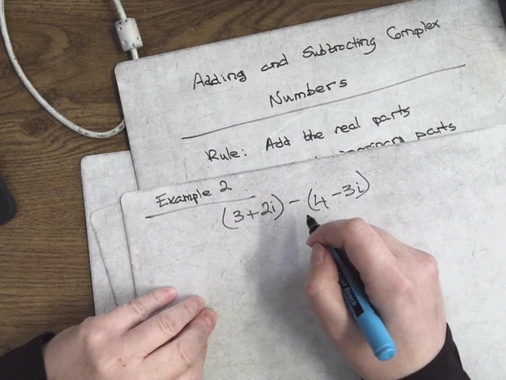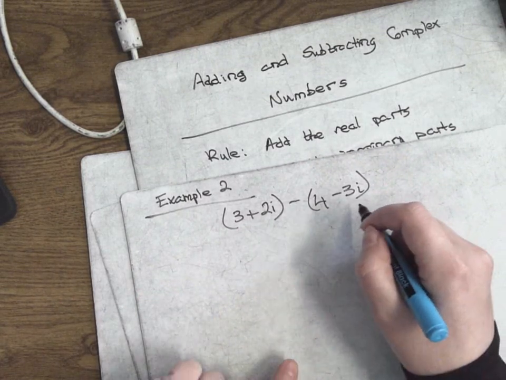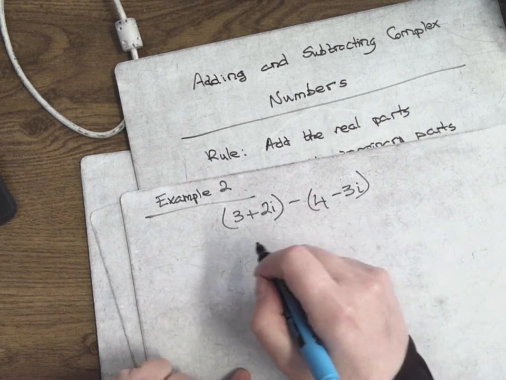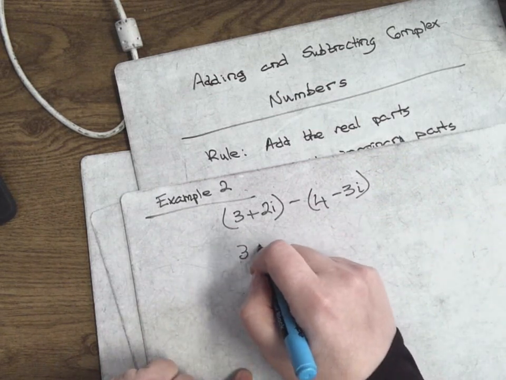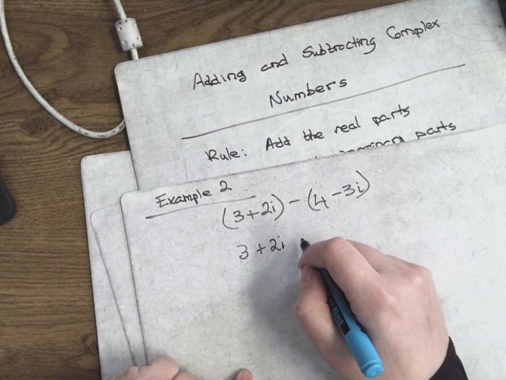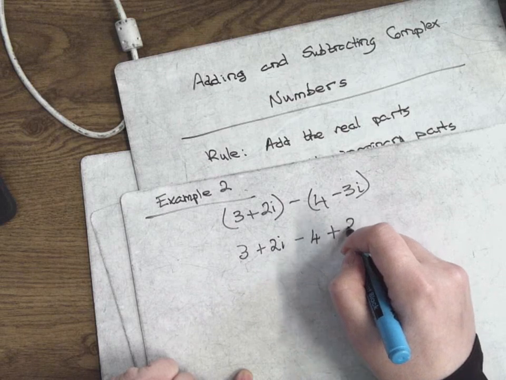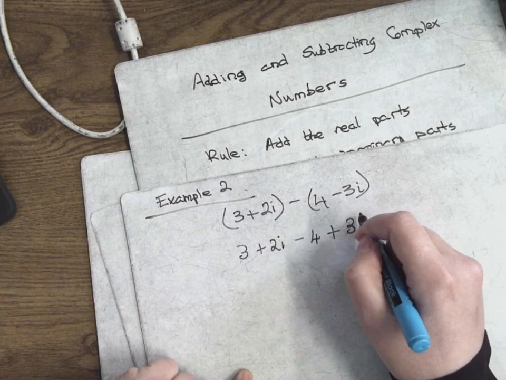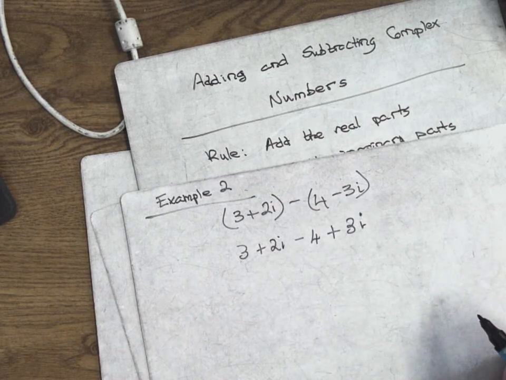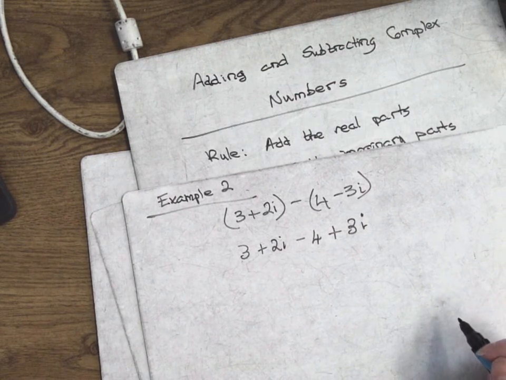Right. Okay, when there's a minus in the middle, what happens? All the signs in the second bracket change. So the first bracket stays as 3 plus 2i. What happens to the second bracket? It becomes minus 4 plus 3i. Okay? So remember, a minus outside the bracket changes all the signs inside the bracket. Same as algebra, nothing new here, just reminding ourselves.